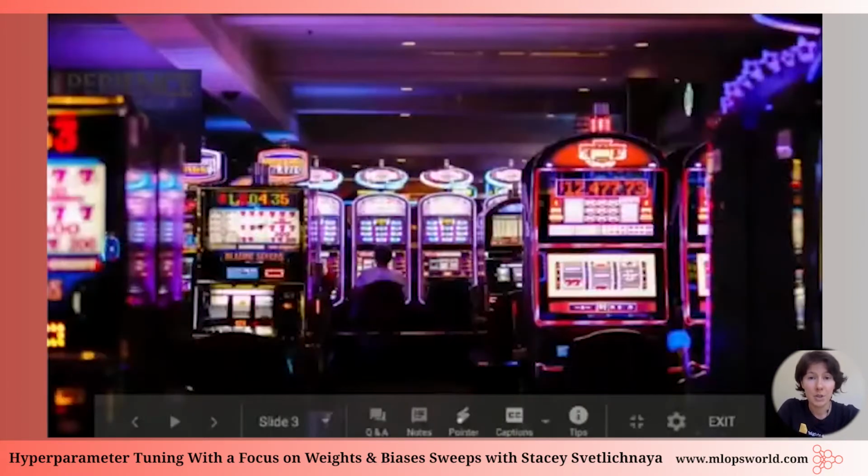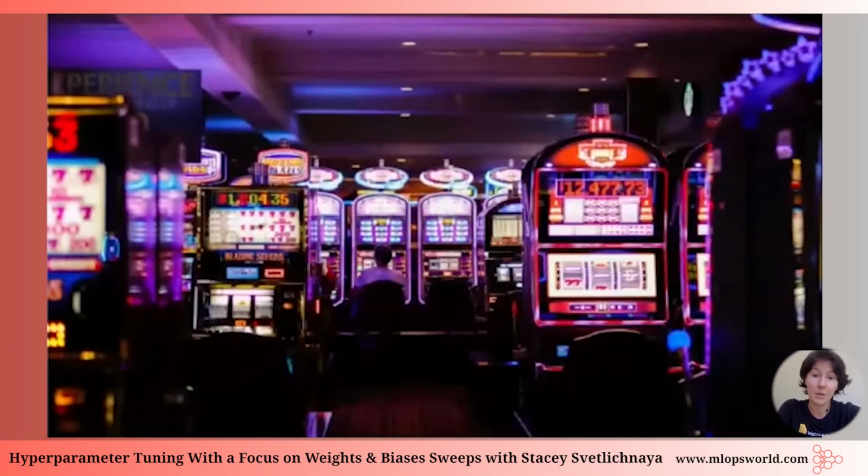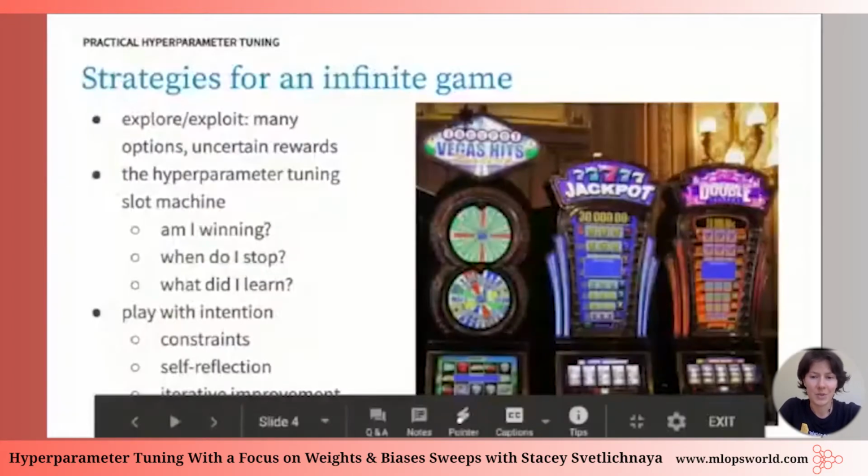Do you try a bunch of machines once, explore, or do you pick one and play it over and over, hoping that you picked a good one? This is exploit. And these two worlds do share some features in the hyperparameter tuning slot machine. It's hard to know if I'm really winning or what's really happening versus the story that I'm telling myself.